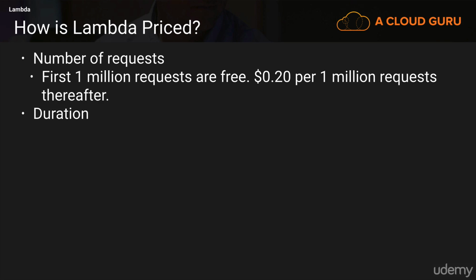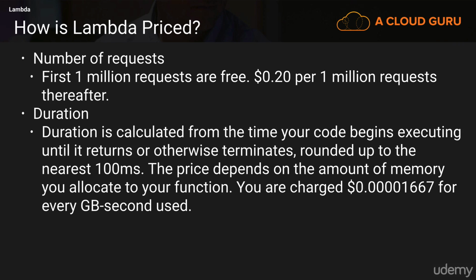And then the next thing is duration. You're actually only paying for the duration in which your code is running. So duration is calculated from the time your code begins executing until it returns or otherwise terminates, rounded up to the nearest 100 milliseconds. Now, the price depends on the amount of memory you allocate to your function, and you're charged that number, I'm not even going to try and read it out, for every gigabyte second used.